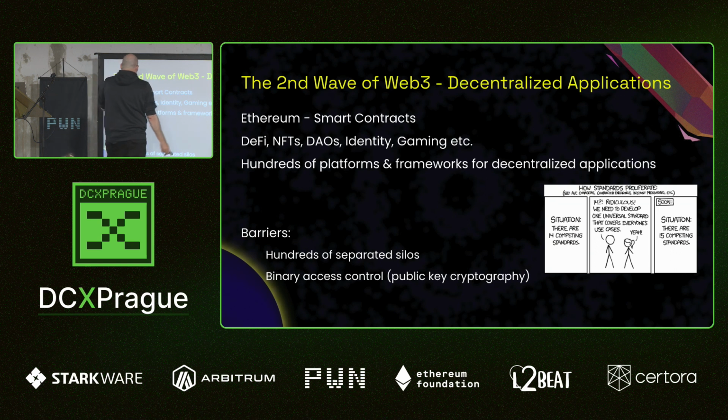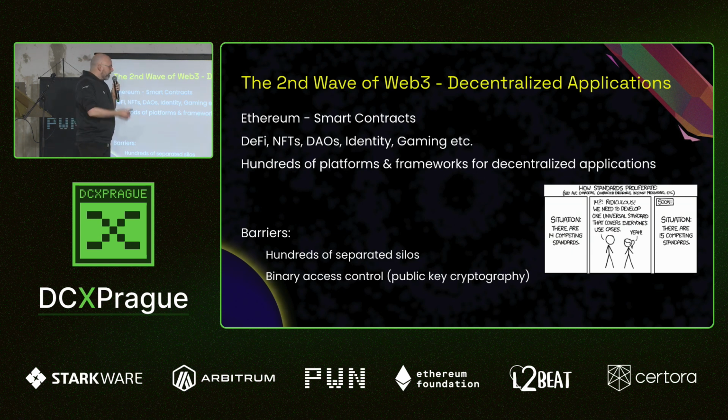But that also led to hundreds of platforms and frameworks for decentralized applications. And Adin reminded me of my favorite XKCD comic about how standards are created. And that's what you have resulting out of the second wave of blockchain, right? You have hundreds of silos that are separated. Some of them have kind of weak links between them, but not really. And it's just a huge mess.